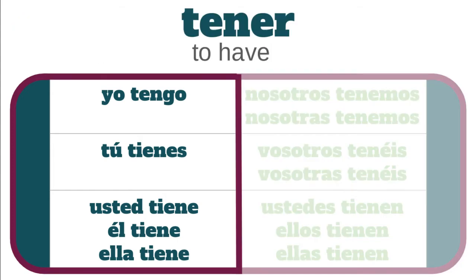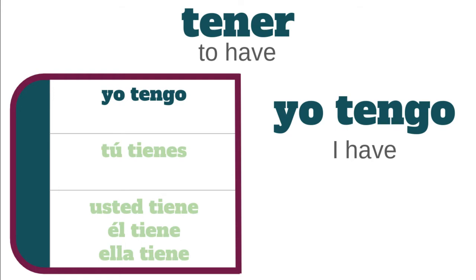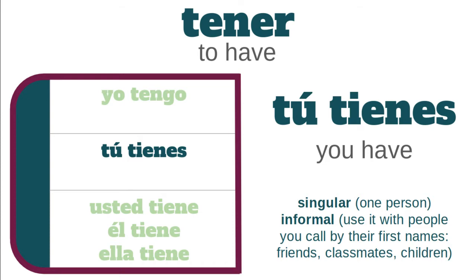We're going to start with the singular forms, the ones that are talking about only one person, and those are the ones that are on the left side of the chart. Yo tengo means I have. Yo tengo. Tú tienes means you have.